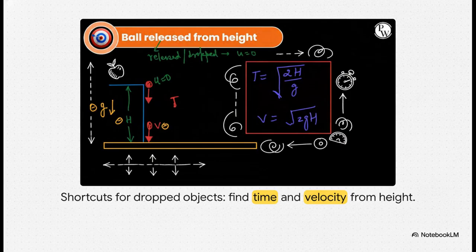And it gets even better. If you just drop something from a standstill, what's its initial velocity? It's 0, right? And that makes the math even simpler. It gives us these really elegant little shortcuts to figure out how fast something will be going when it hits the ground and how long it'll take to fall just by knowing the height it was dropped from.